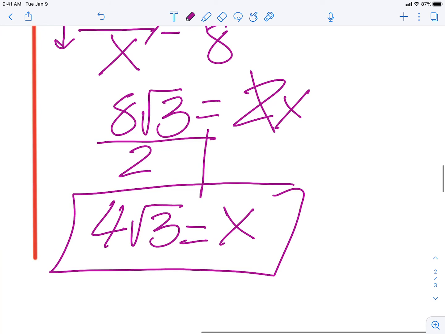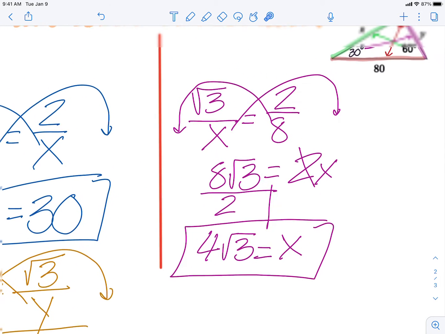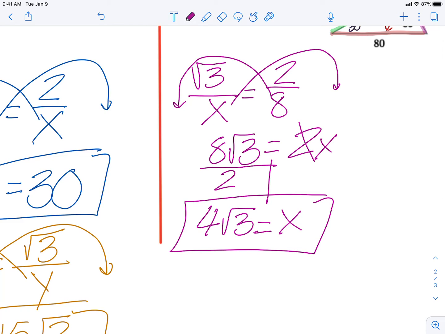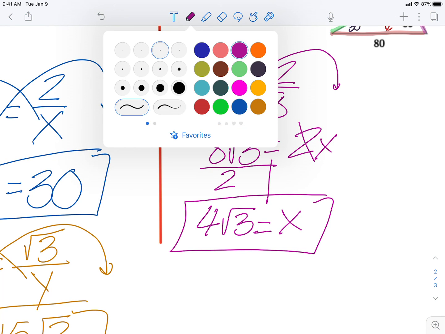In case you're wondering, why didn't you divide radical 3 by 2? Because this is a radical and this is a regular number. But this 8 is a regular number and this 2 is a regular number, so I could divide them to get 4 radical 3. All right, I found x. Let us find y now, kiddos. Let us find y.